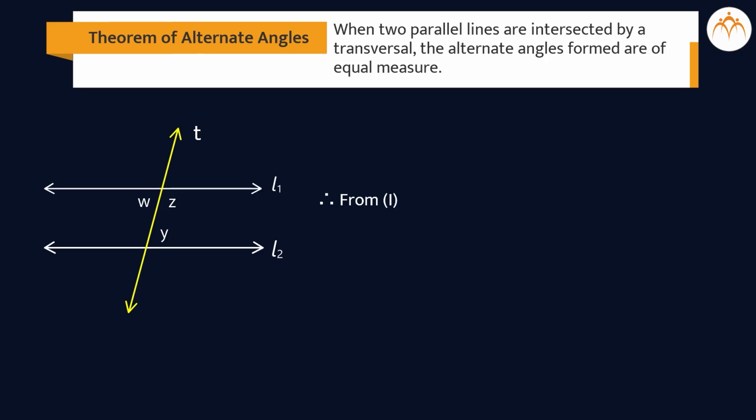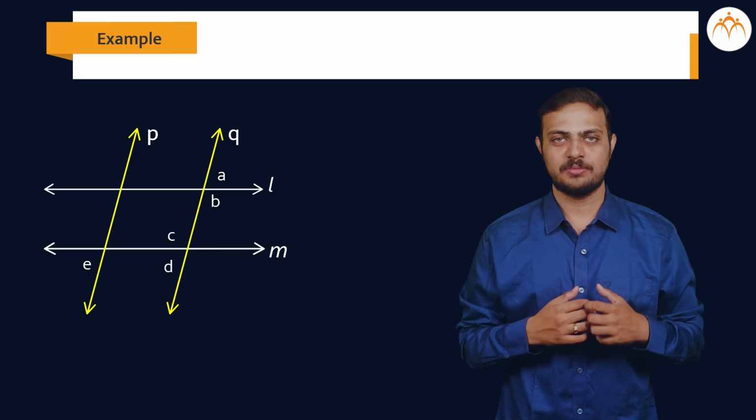Therefore, from equations 1 and 2 we get angle W plus angle Z is equal to angle Z plus angle Y. Therefore, angle W is equal to angle Y. Similarly, we can prove that the remaining pair of alternate angles is of equal measure. We have studied the properties of parallel lines and their proofs. Now, let's solve some examples based on these theorems.